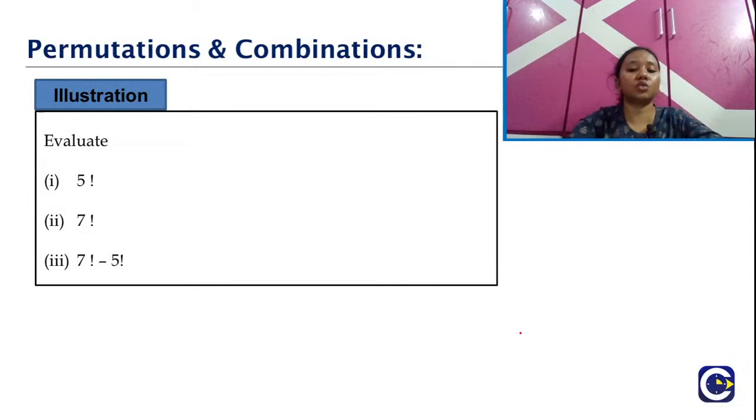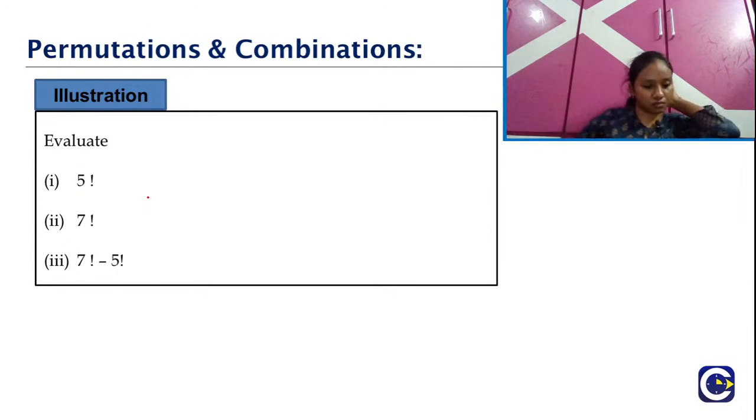So now let's do some very basic level questions related to the factorial. I hope you guys can answer this. So quickly do it and let me know the answer. So far no one has given an answer, so quickly do it, guys.